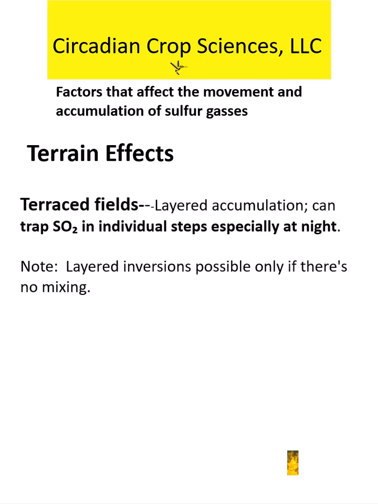Fields that are terraced into hills can get layered accumulation that traps sulfur dioxide and sulfur vapor in individual steps, especially at night. This type of layered inversion is really only possible if there's no air mixing.